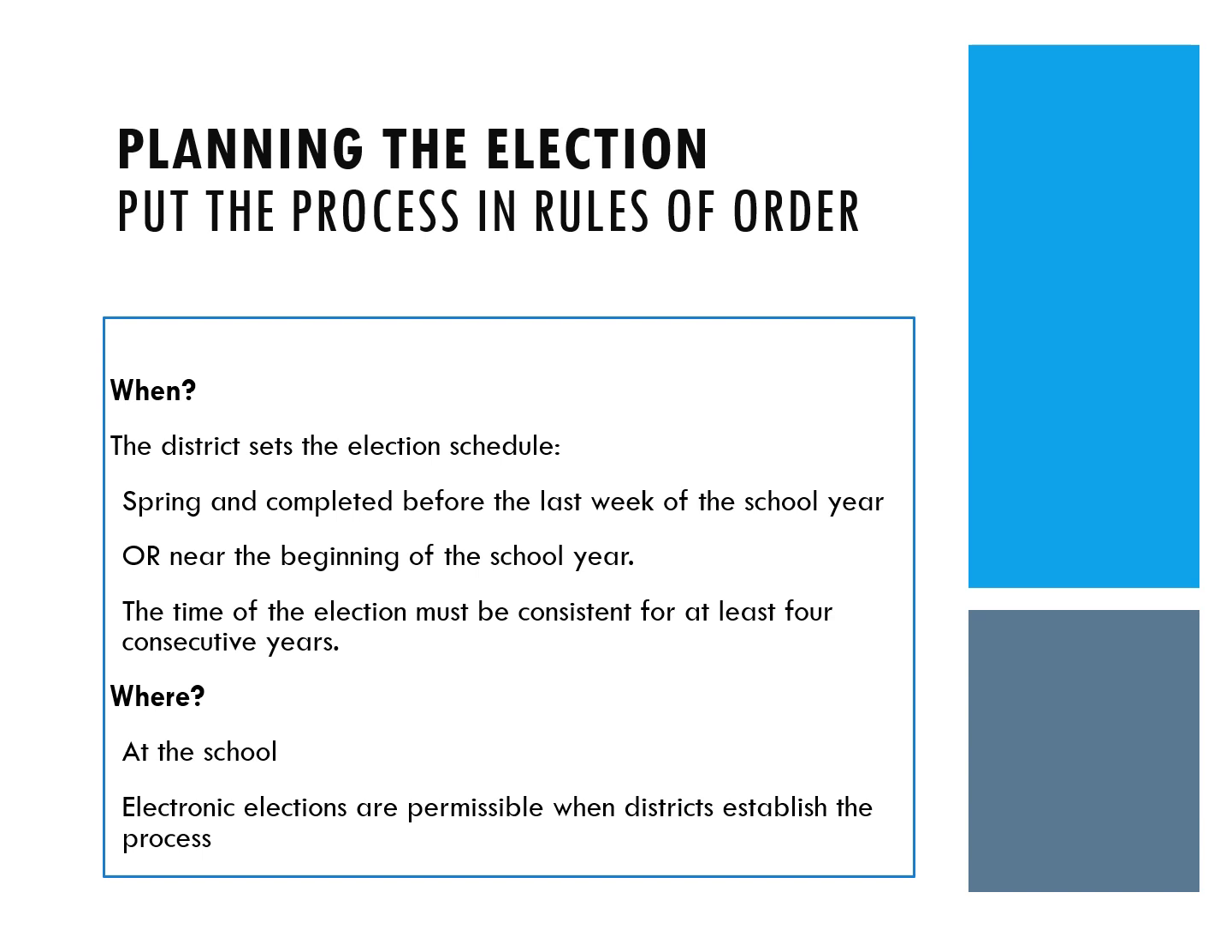The district sets the election schedule, and the election should be held either in the spring and completed before the last week of the school year or near the beginning of the school year. The time of the election must be consistent for at least 4 consecutive years. If you're holding your election in the spring, incoming parents for the next school year must be allowed to participate. Elections are held at the school, and electronic elections are only permissible when the district has established a secure electronic election policy.